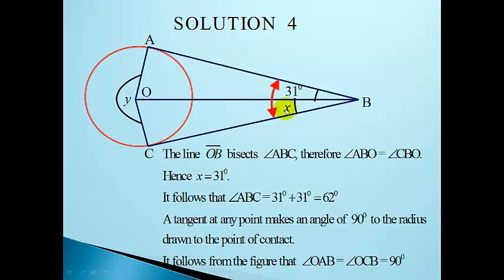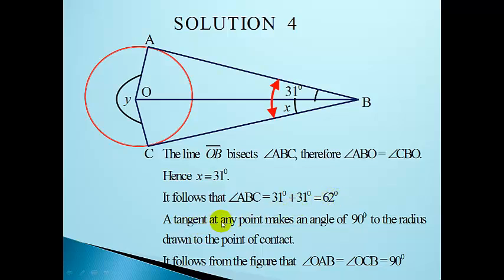Now if the value of x equals 31 degrees, then the total angle at B will be 31 plus 31, and that is 62. So angle ABC, the angle at B, is 31 plus 31, because x is also equal to 31 degrees. So angle ABC equals 62 degrees.